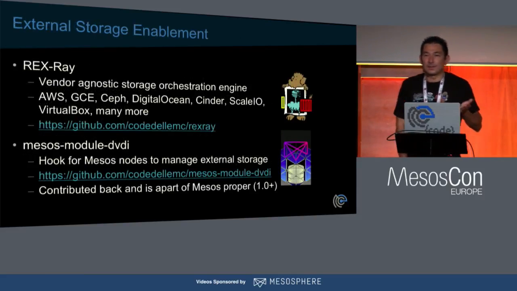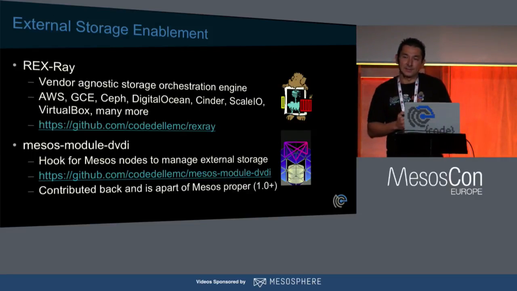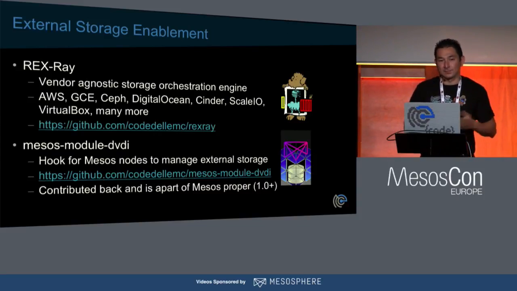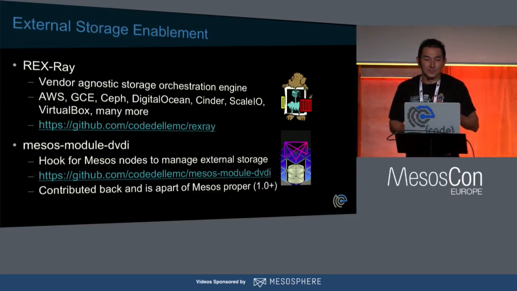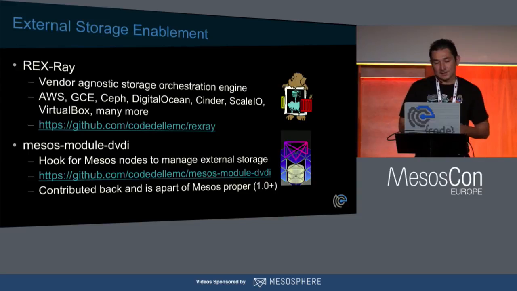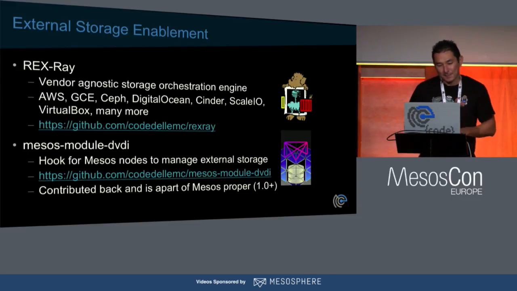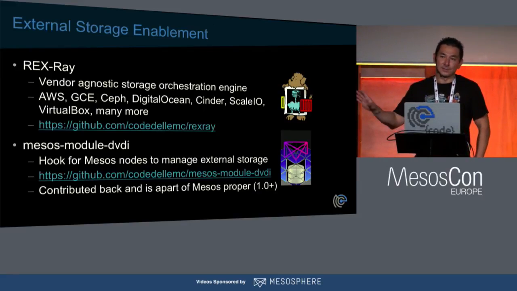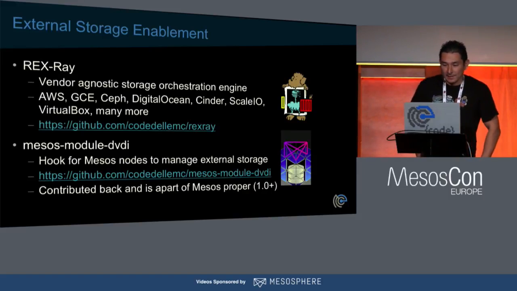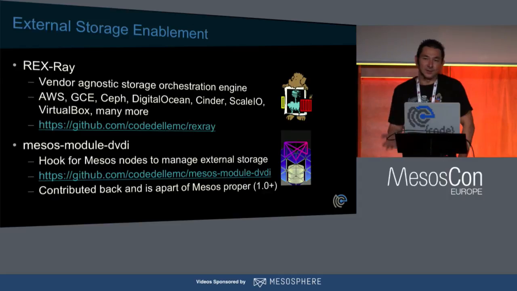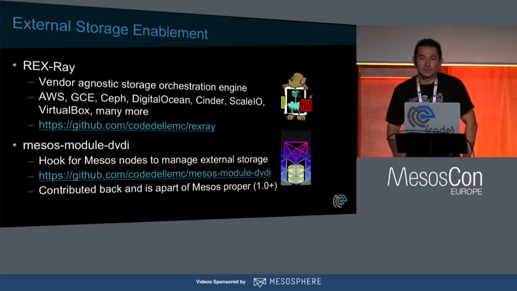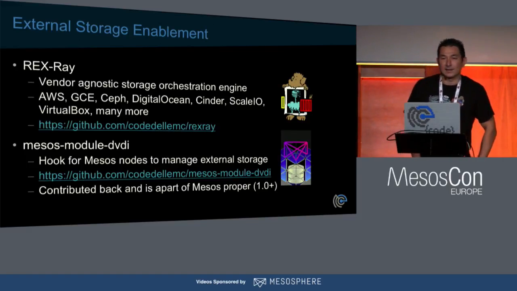We already talked about Mesos module DVDI, which is a file system isolator that calls into Docker volume driver implementations. One of the things that our team, the {code} team, does is we have a Docker volume driver implementation called REX-Ray. It's an agnostic storage orchestration engine that abstracts back-end storage platforms and allows you to provision storage from those existing platforms. We support AWS, GCE, and basically all the public cloud providers. If you're looking to do on-prem, we support Ceph, Cinder, and a Dell EMC product called ScaleIO, which is a scale-out, completely software-based storage solution.